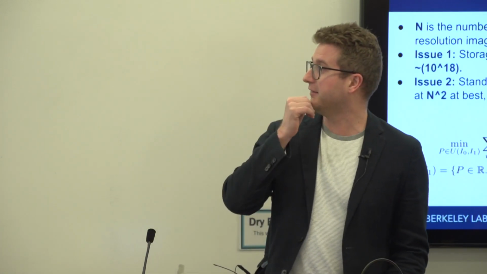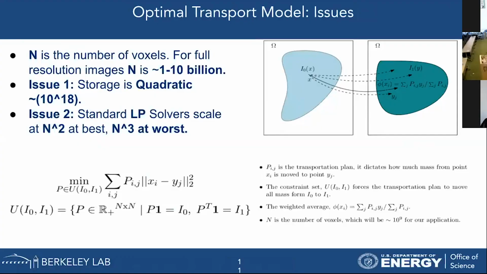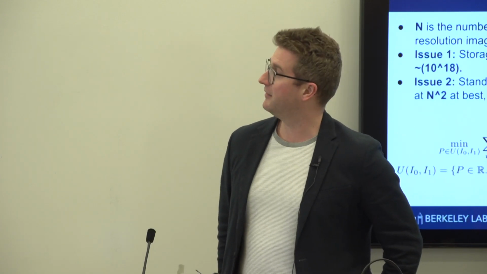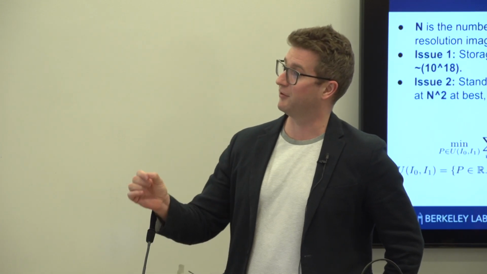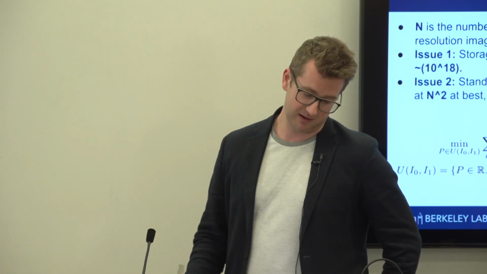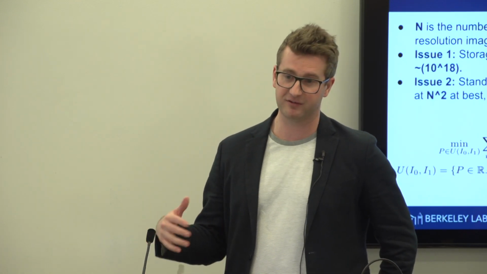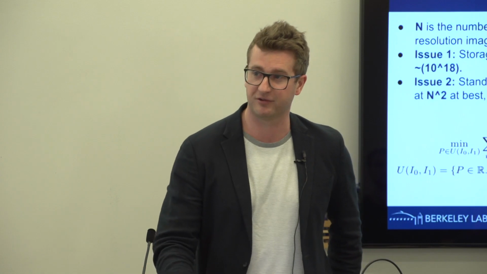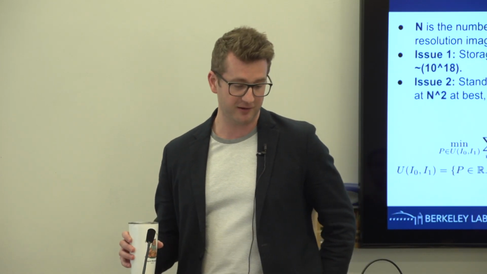So if you recall the size of these images, n in this case is the number of voxels. So for full resolution images, this is 1 to 10 billion. The one that we've been looking at is around 14 billion. So if you're trying to store a table that tells you how much mass goes from each point to each other point, that's quadratic. That takes 10 to the 18 points. That's just far too big. That's something that Corey would sweat on.